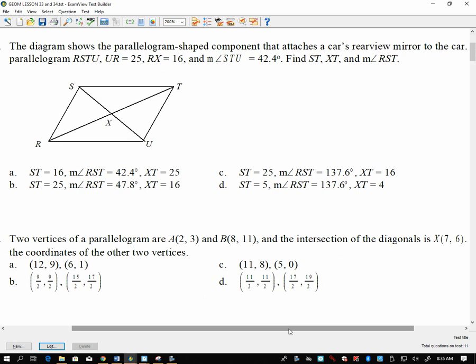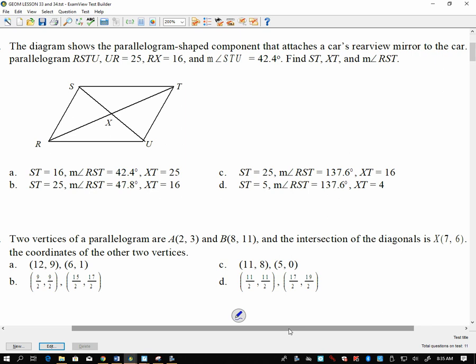All right, the diagram shows, and this part of this, I don't even know why they include it because it's not important, but what they do tell me is that this shape here is a parallelogram. That's the important part. Okay? We're looking at number 1? Yeah, so it shows the parallelogram shaped component that attaches a car's rear view mirror to the car. That's not really important, what shape it is or anything like that. What's important is that this is a parallelogram, because that means that I know 4 things about it, right?